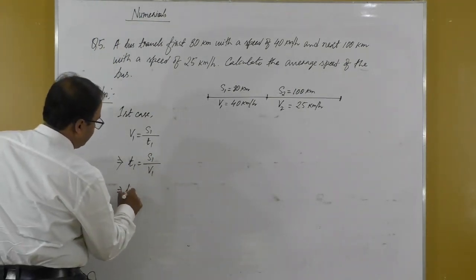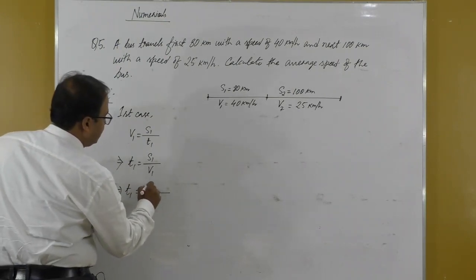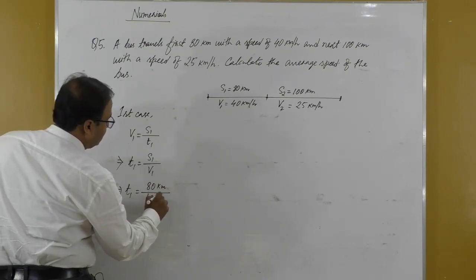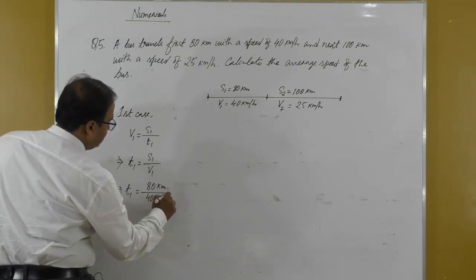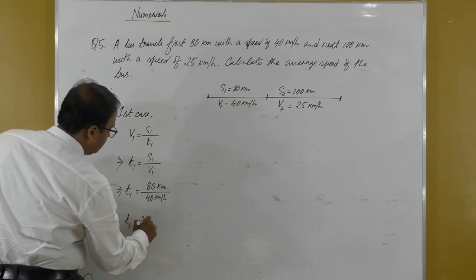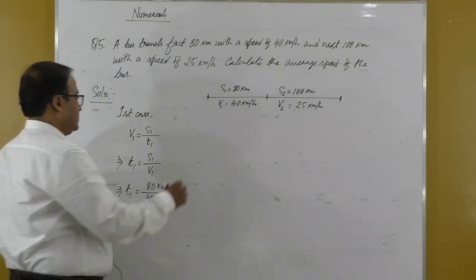So T1 is equal to S1 by V1. S1 is 80 km, V1 is 40 km per hour. Therefore T1 is 2 hours.